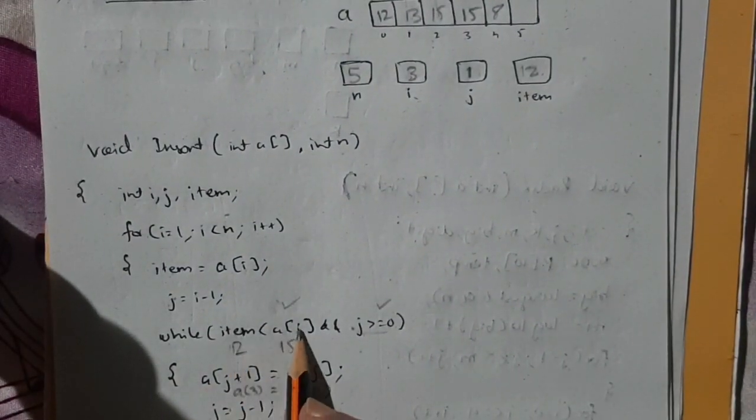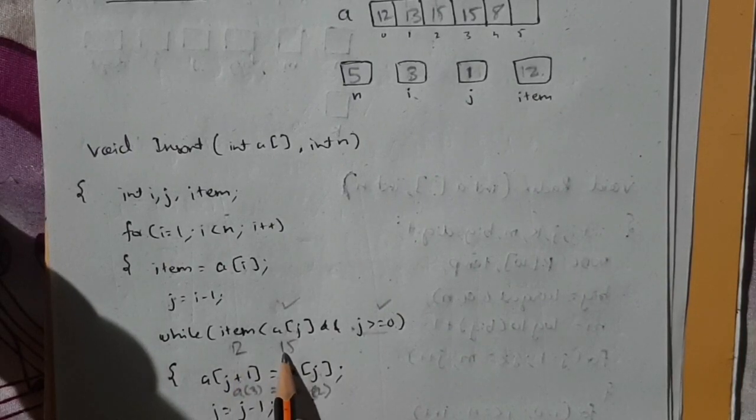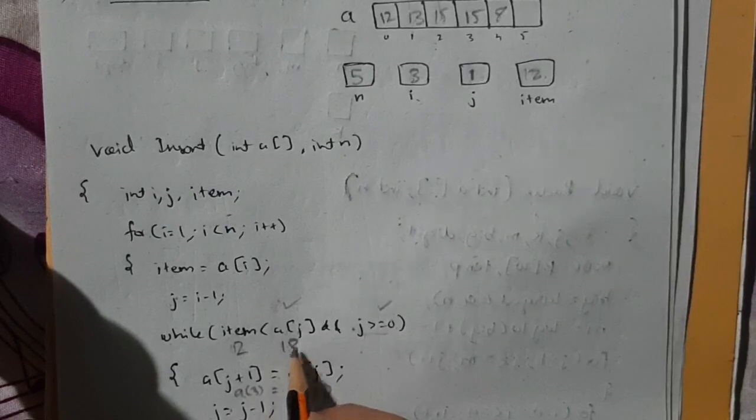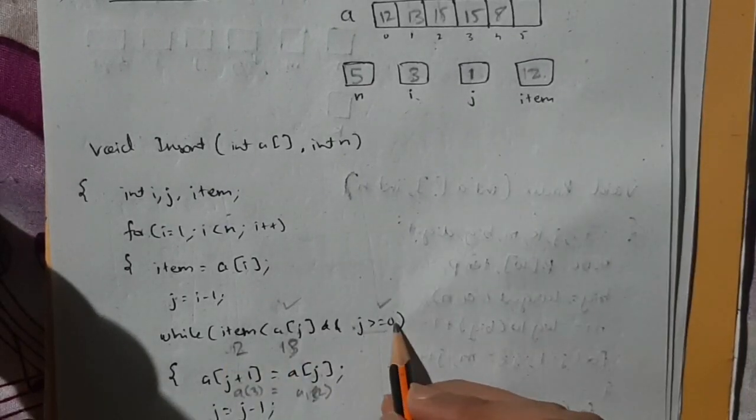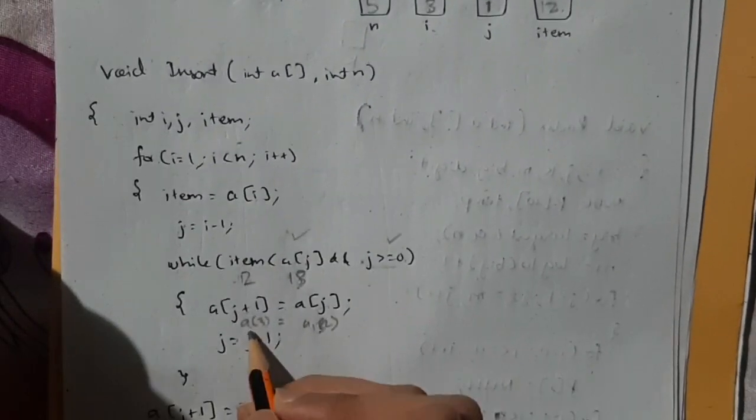Item is less than a of j. What's item? Item is 2 only. Is less than a of j. A of 1. What is a of 1? 13. While 2 is less than 13. Yeah, it's true. J is greater than or equal to 0. Yeah, 1 is greater than or equal to 0. So it will come inside this while loop.